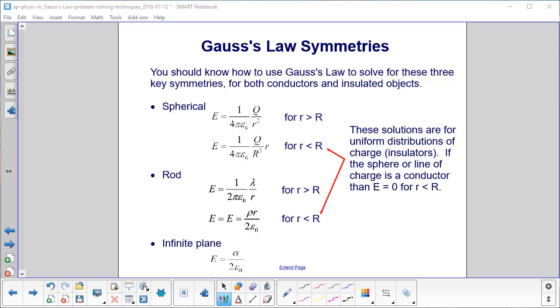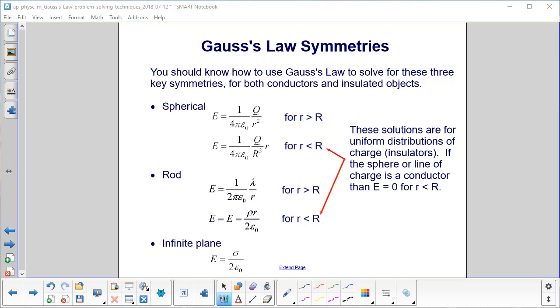There are certain very common symmetries that you should know how to do each one of them, or actually memorize them. They're not that hard to memorize, and that'll help you on the AP exam if you don't have to go looking it up. But if they ask you to derive it, hopefully by then you've practiced it several times, and that will also go quickly.